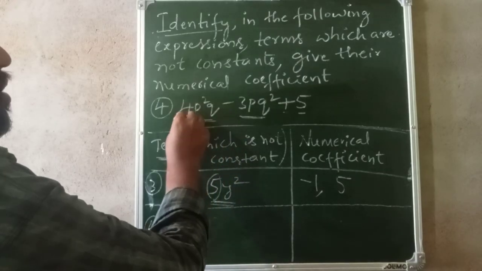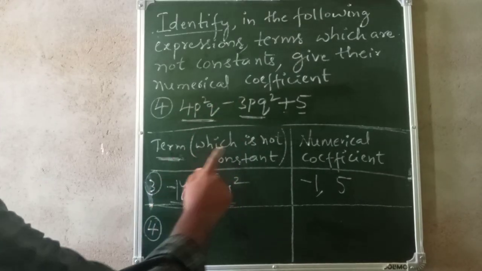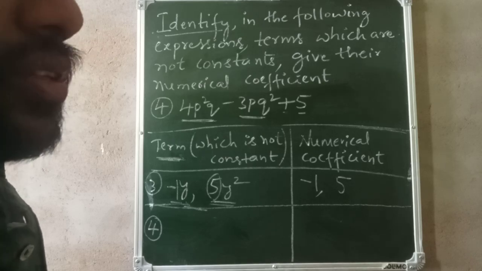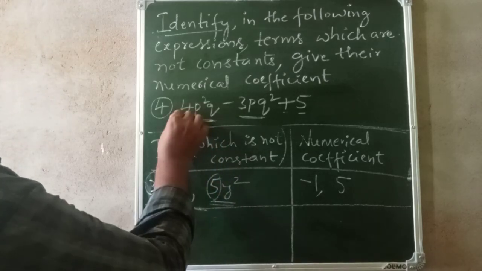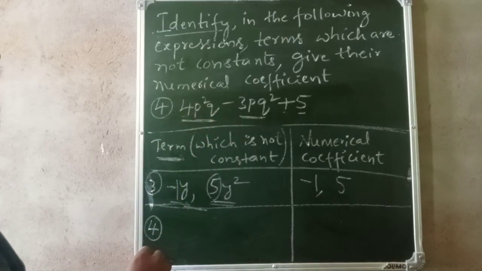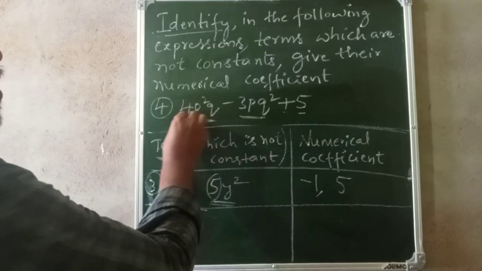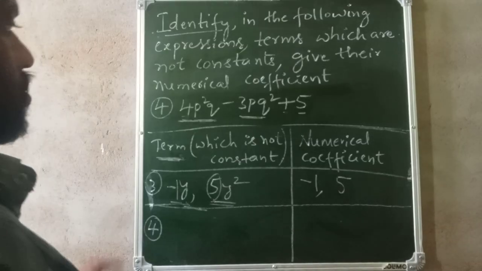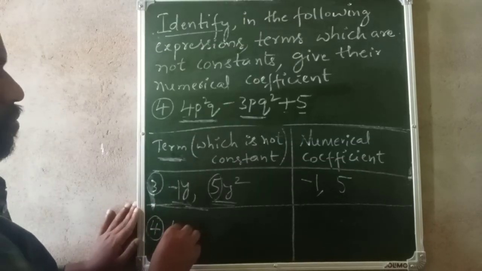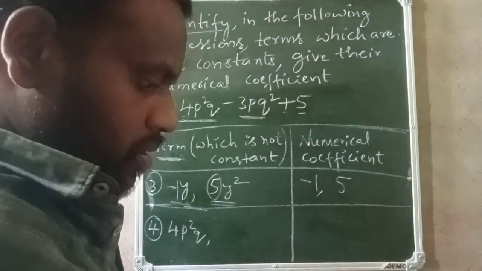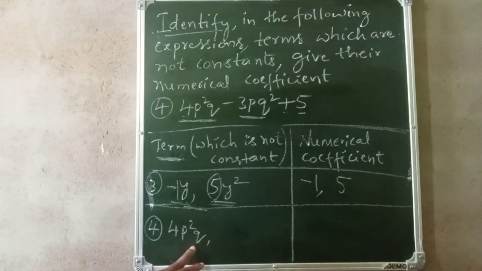So I will consider this. We want a term which is not constant. If there is only just a number, that is constant. Here along with the number 4 variables are there. P is there, Q is there. Because of variables P and Q, this entire thing is a term which is not constant. So write it here: 4P square Q is the term which is not constant.